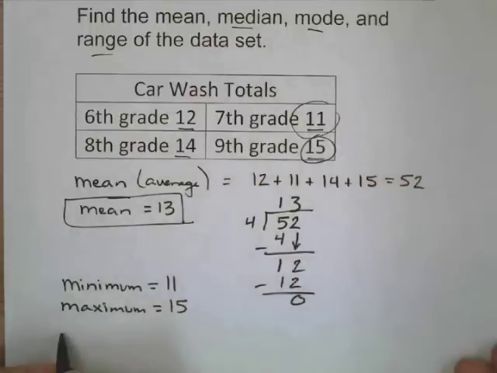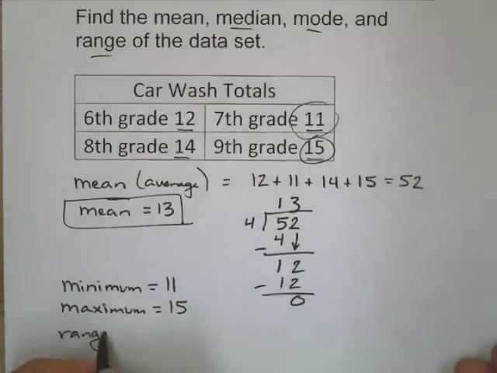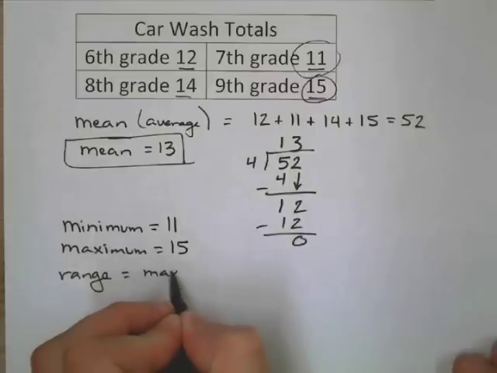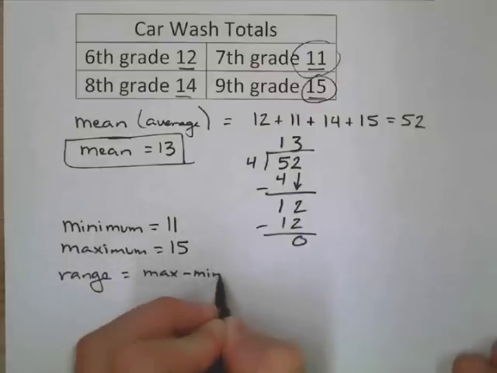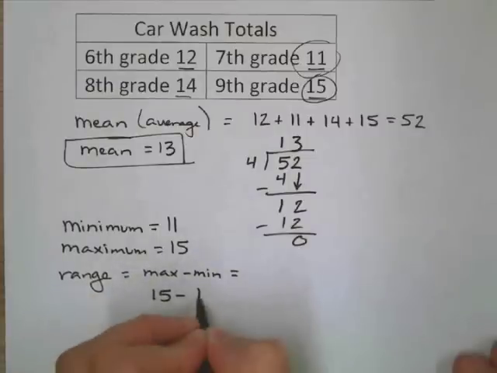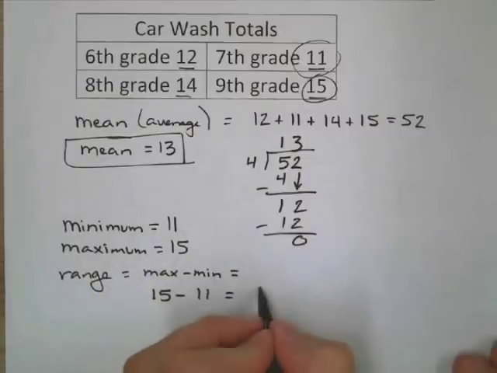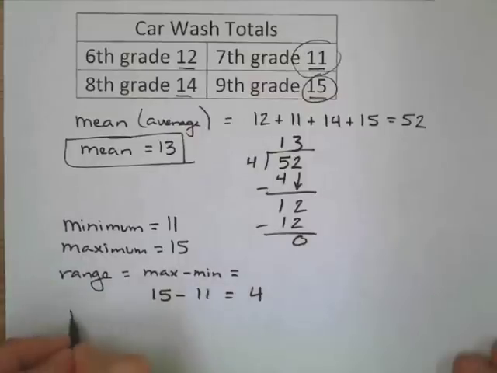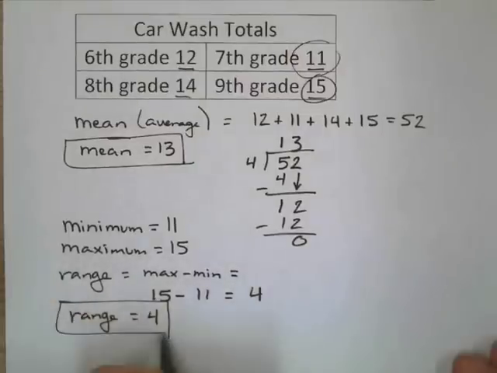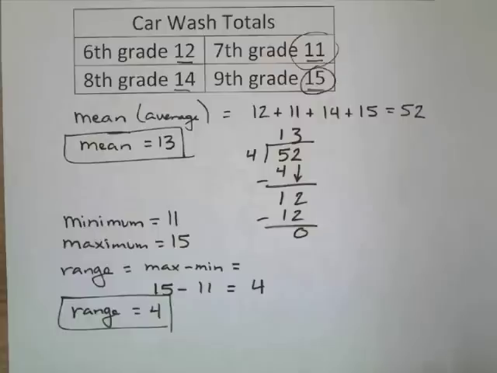And the range is the difference between the maximum and the minimum. We could think of that as maximum minus the minimum. So that's just the difference in there. So I say 15, in this case 15 minus 11. 15 minus 11 is 4. So our range for this set of data is 4 washes. So that's how we'd find that. You want to think both minimum and maximum, and then the difference between the two.